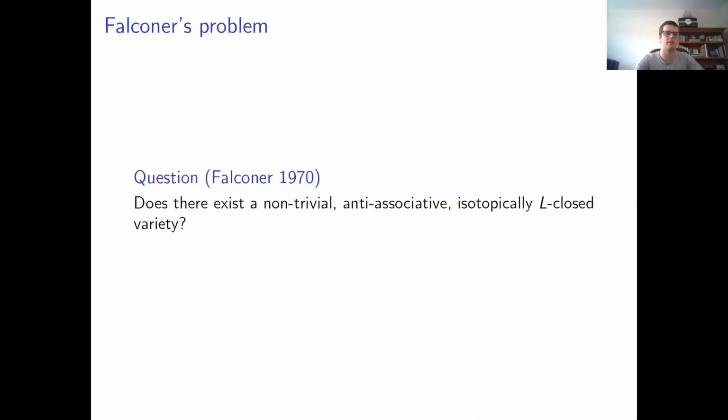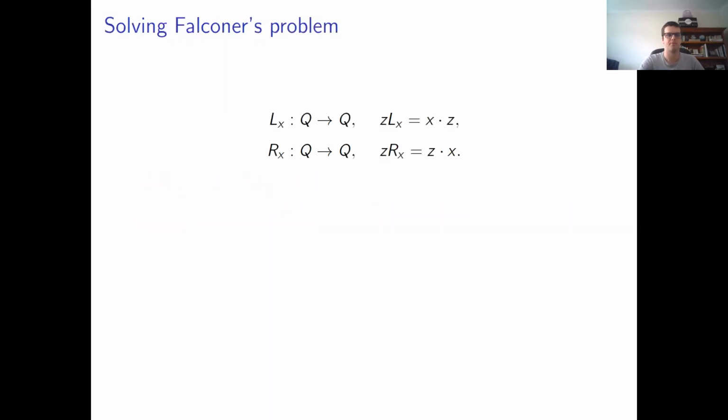All right, so we can now state Falconer's problem. Falconer asked if there exists a non-trivial anti-associative isotopically L-closed variety, and we were able to solve this problem using our Latin squares. So before I define the varieties which we use to solve this problem, I'll just define these maps, the left and right translate maps.